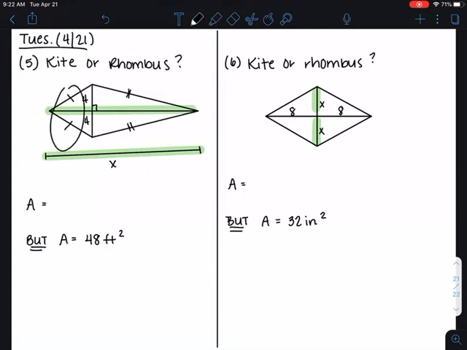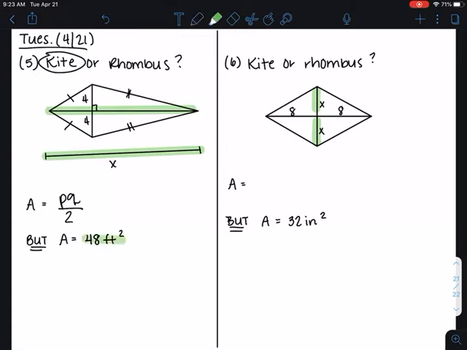Alrighty, so for number 5, it says, first of all, is it a kite or a rhombus? You should notice that we have two sides with one length and two sides with a different length. So that's going to make it a kite. And they want you to find what x is. X is this line right here, but it's also equal to this diagonal. So x is the same thing for there.